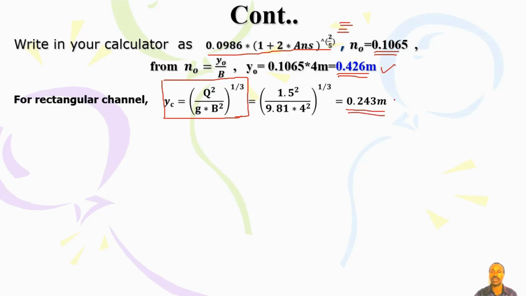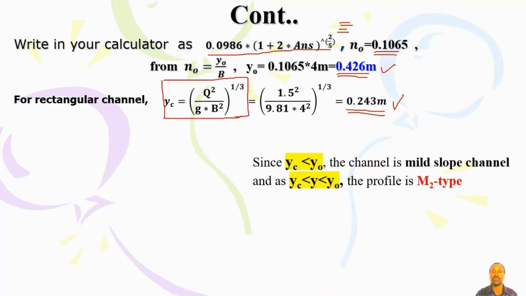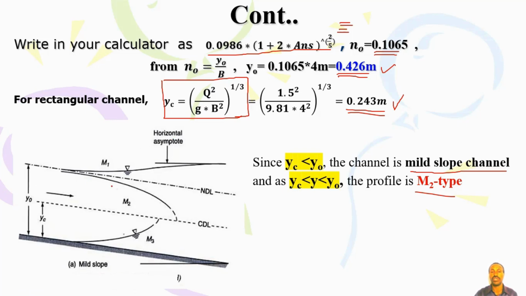So we are going to compare critical depth and normal depth. Since Yc is less than Y naught, which is critical depth is less than normal depth, the channel is a mild slope channel. And as Yc is less than Y naught, the profile is M2 type. Let us see the profile. So the depth is like this. The normal depth line is larger than the critical depth, so it is in this region. In this region, you have a mild slope channel and an M2 profile. So this is an M2 profile because Yc is less than Y naught. I hope this is clear.